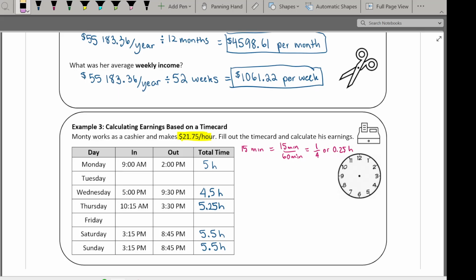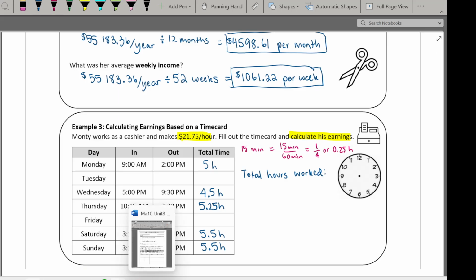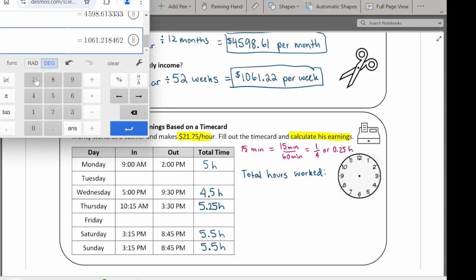All right, so now that we've got the total time, now our job is to calculate his earnings. So to calculate his earnings, I'm going to add up all the times to figure out his total hours. You can do this with a calculator, or you can do it using mental math. I will just open up my calculator to make sure I get it right. 5.25 plus. Okay, so I've added up all the numbers. I get 25.75.